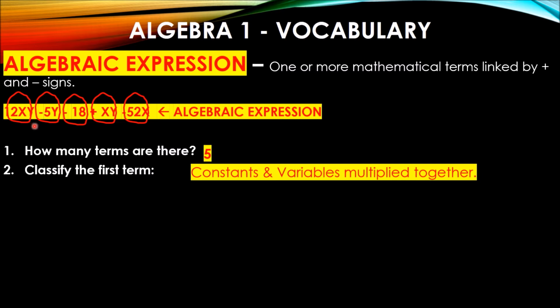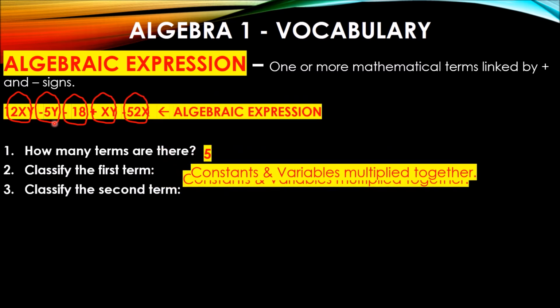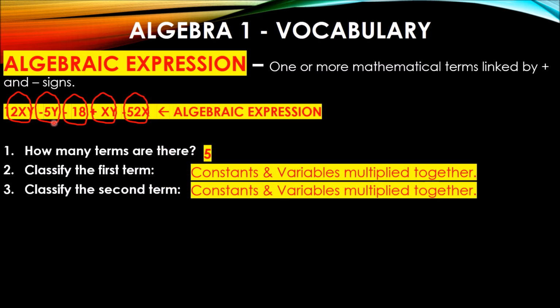So let's classify the second term. I've got negative 5y. So negative 5 is a constant, and y is, what is y? It's a variable. And so negative 5y really means negative 5 times y, so I classify that also as constants and variables multiplied together.